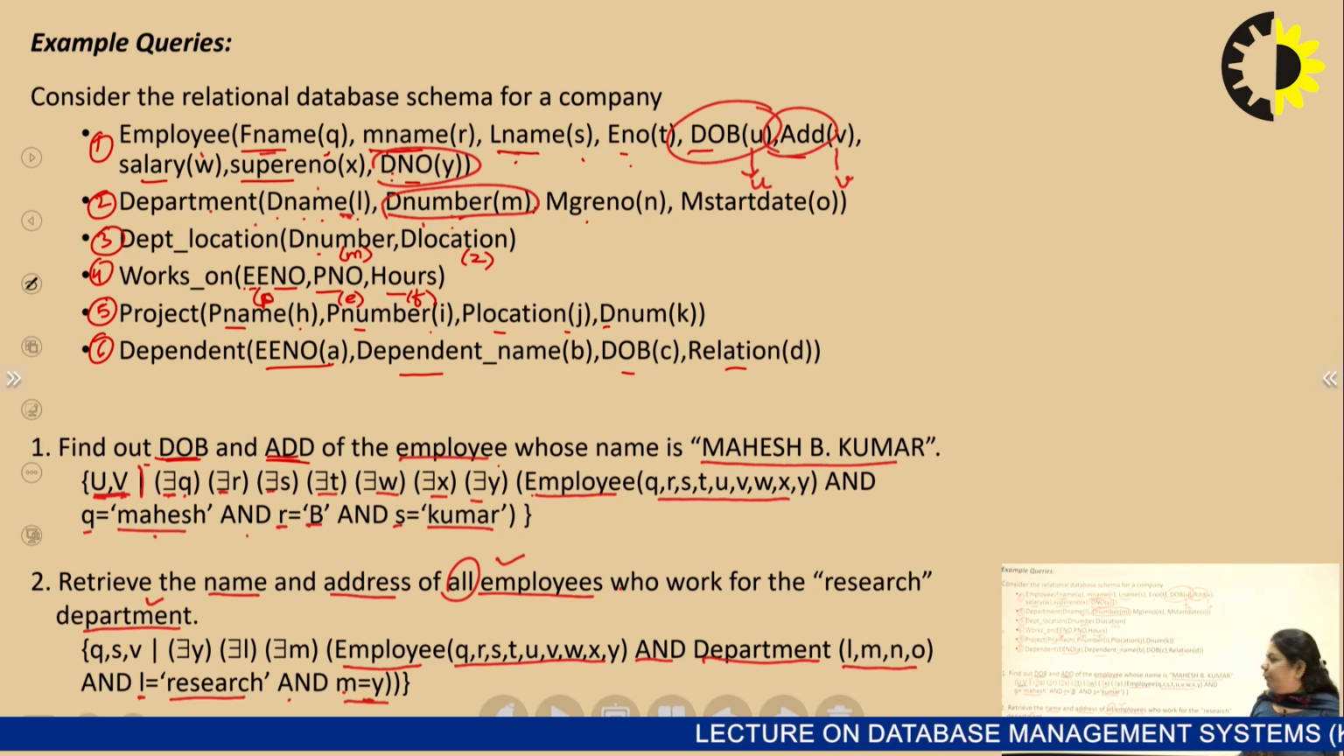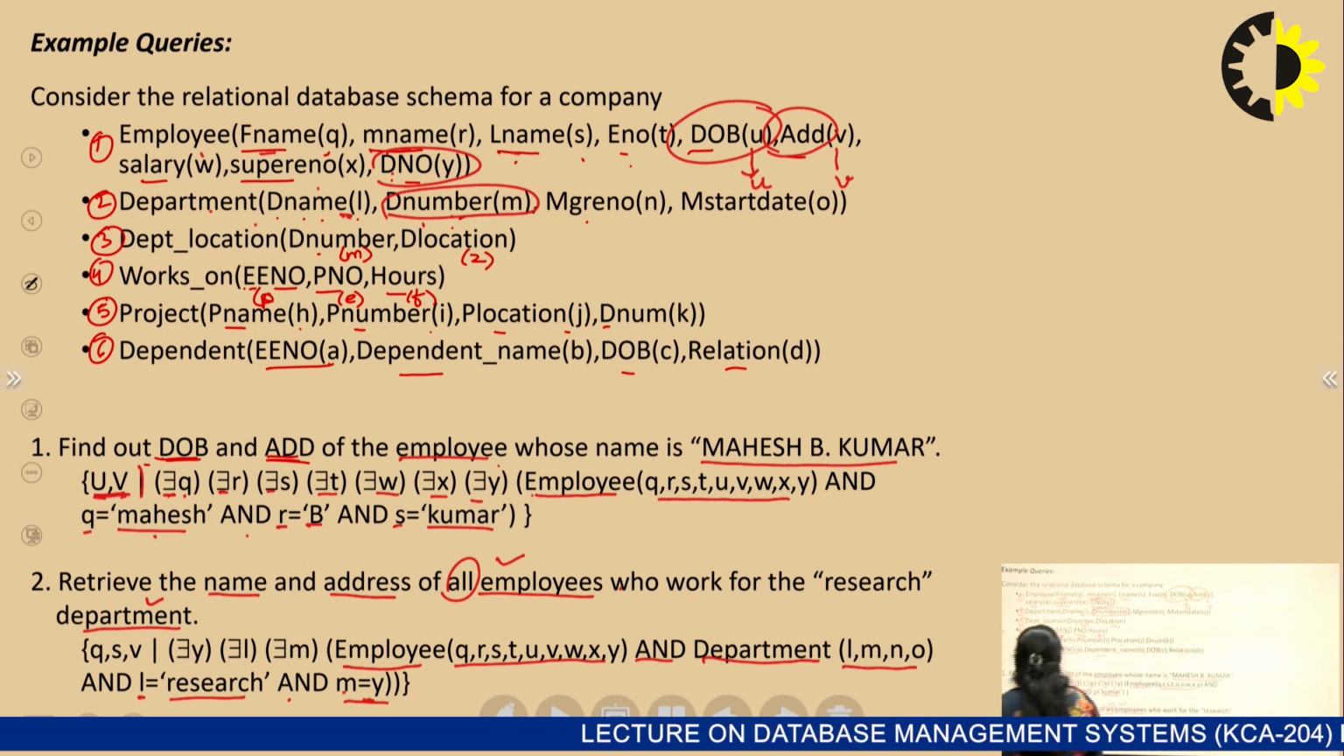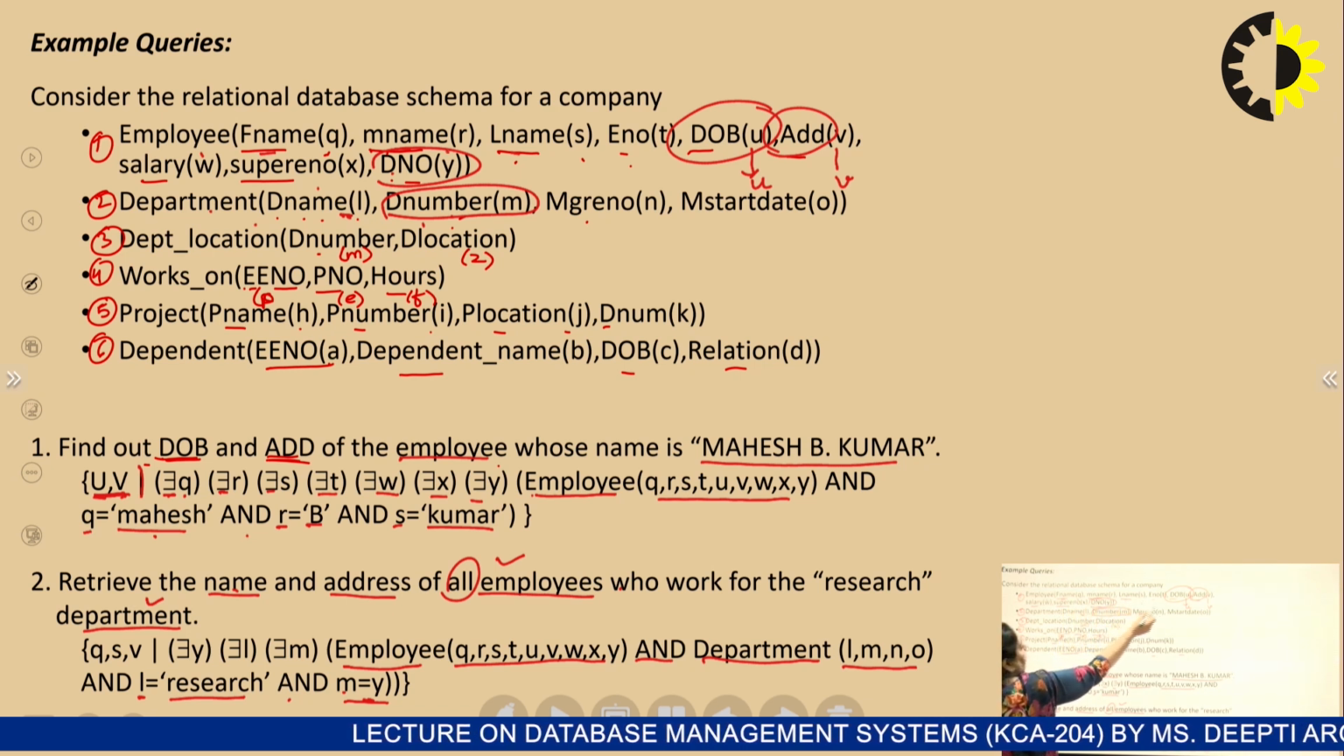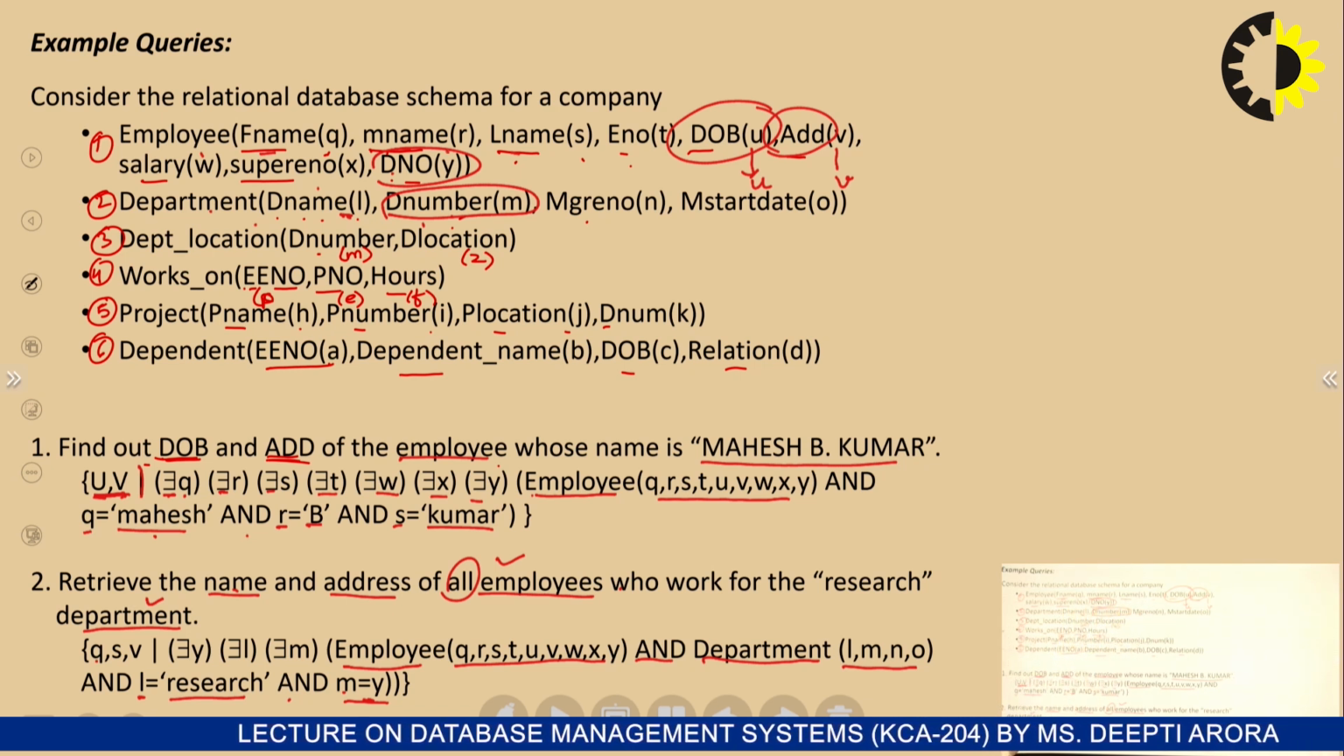What do we want to fetch? We want to fetch the name and address. For name we are having QRS and for address we are having V. So QRSV, it is written here. And what are the leftover columns? Y, L and M. M, Y, L we have taken. So there exists an employee who works in the research department. So we have taken a there exists quantifier for Y, L and M.